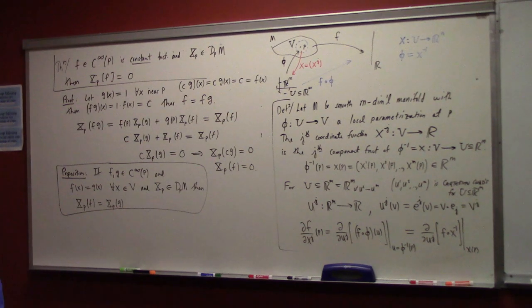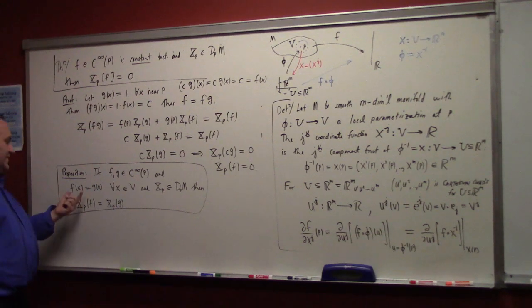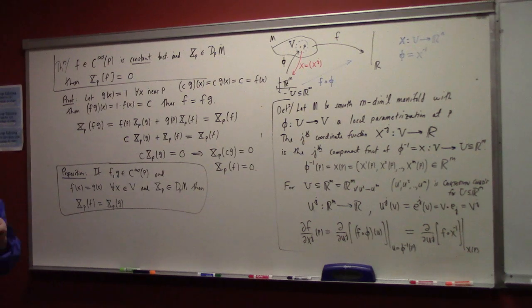That says that the derivation acts the same. Well, you notice what's going on here, though. This is only assuming that the functions are equal near the point. So I'm not saying that they're literally the same functions everywhere. Just if they're equal near the point, on an open set around the point, that's what V is, then that suffices to say that the derivations act the same on them.